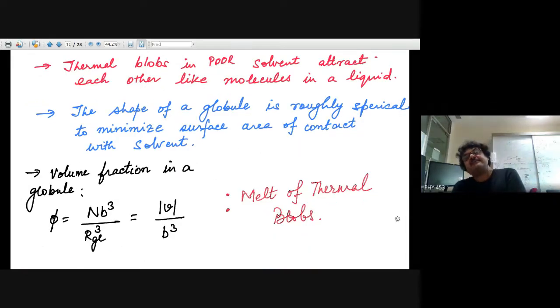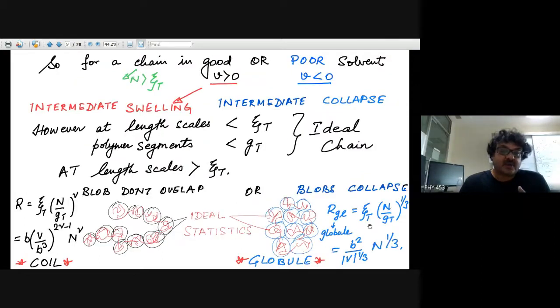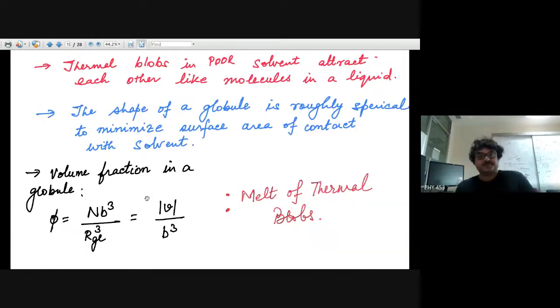So you essentially have a melt of blobs. Basically, all blobs are touching each other, and there's no space in between blobs. That's the melt of blobs. Whereas in a coil, you will have intermediate space, swelled. You have a chain of blobs which is swelled, and there will be space between the blobs. And hence you have R goes as N to the power nu.